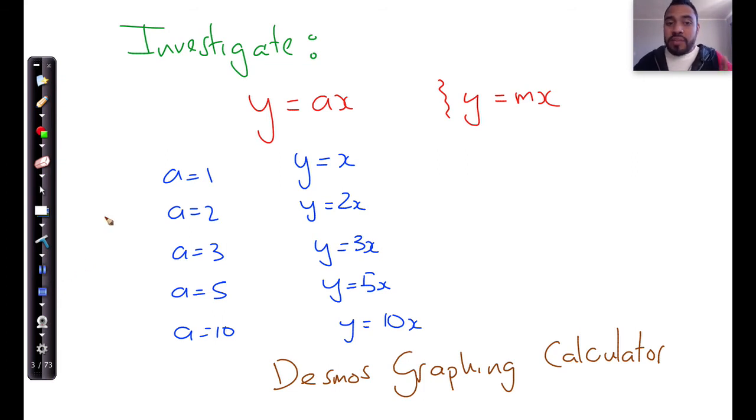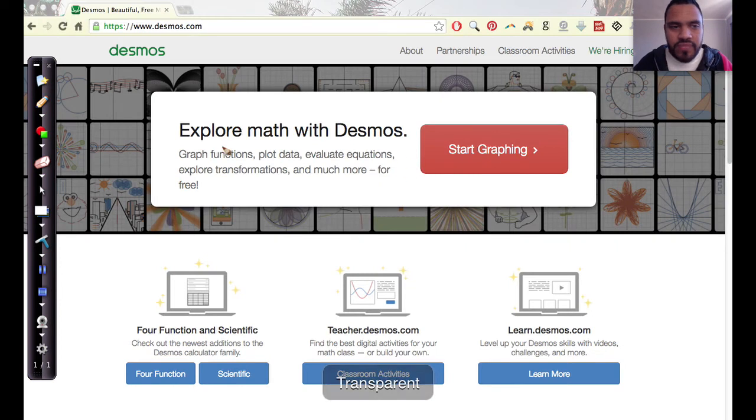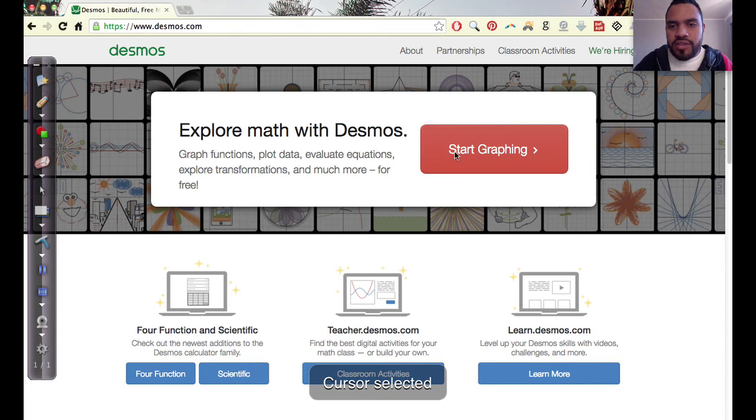Okay, so welcome back. I hope that you've paused the video and that you've gone and graphed each of these graphs or linear curves on Desmos. And let me show you how to do that. I take it you've done that already, right? So this is Desmos. You just simply go to desmos.com and you go to Start Graphing, and we go to the graphing calculator now.